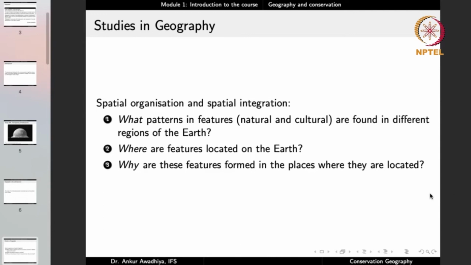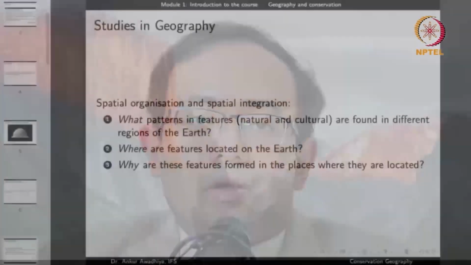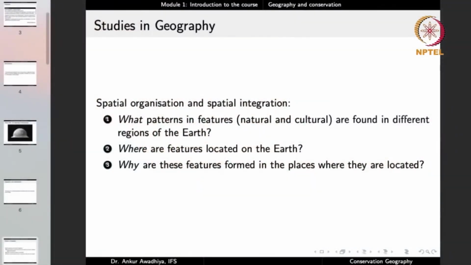Now, when we do a study in geography, we are trying to discern the spatial organization, that is, organization over the space or organization over a large area. And we are trying to look at spatial integration, how different things are integrated over a large area. And in studying both of these, we ask these questions: what patterns in features, natural and cultural, are found in different regions of the earth?